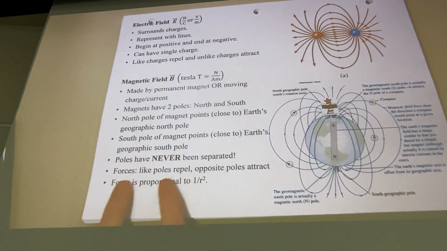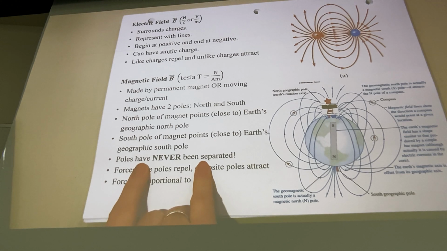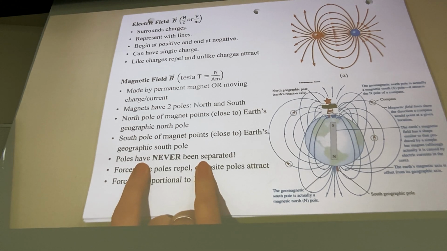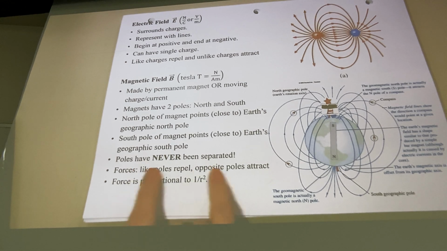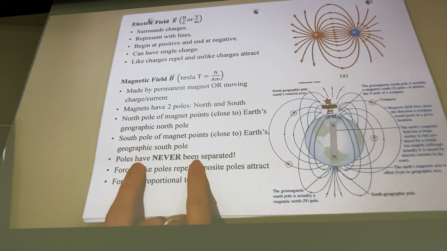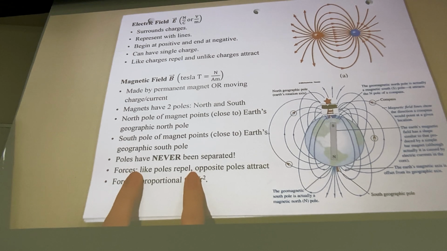Something interesting about poles of a magnet is we know we can have single charges with fields around a single charge. Theory predicts that you could have a magnetic north pole or a magnetic south pole all by itself. That's called a monopole. Nobody's been able to find those yet. So the theory says it's out there, but we can't find it. So that's sort of interesting.